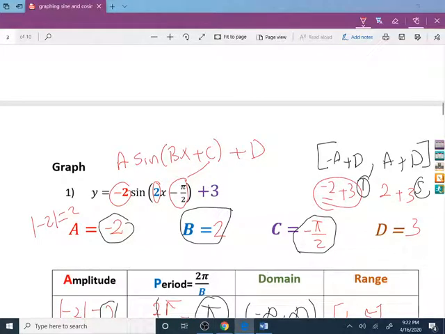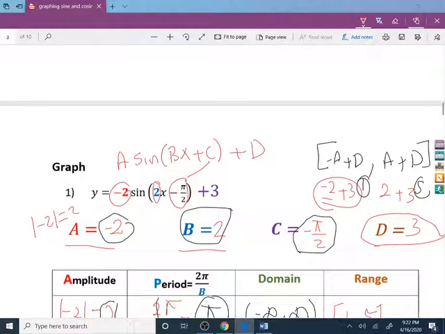Look, y equals negative 2 sine of 2x minus pi over 2, plus 3. The first step, you have to know what's A: negative 2. B is 2. C is negative pi over 2. D is 3.